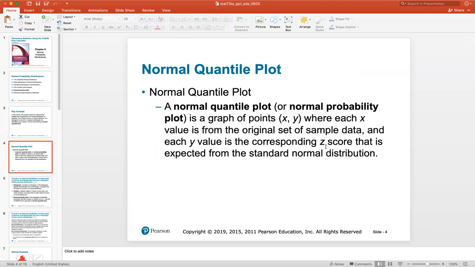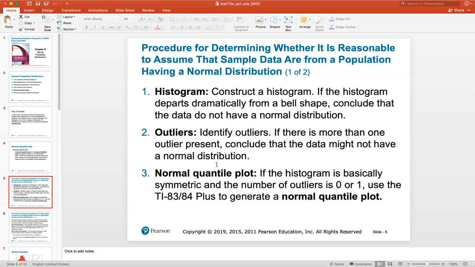Then we construct the points (x, y) using the sample data and their corresponding z-scores, and then we plot those points in the xy plane. You can do this one manually, but I'm not going to cover that, because we can easily plot the normal quantile plot using a calculator. So I'm going to introduce how to do that using a calculator.